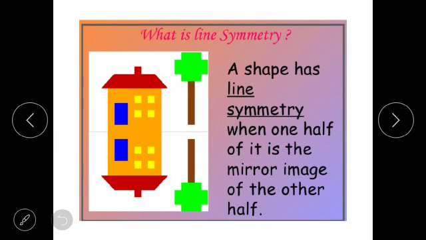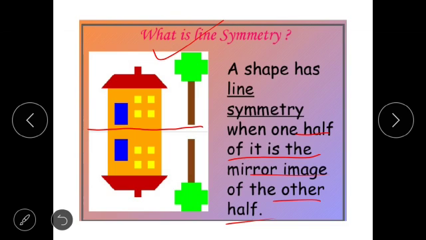Now what is line symmetry? A shape has line symmetry when half of it is the mirror image of the other half. That is, one half is the mirror image of the other half. Now you can see from the image given on the screen, if I draw a horizontal line like this, the two figures above it and below it are matching each other. They are identical to each other, that is, they are symmetrical, and this is called line symmetry.